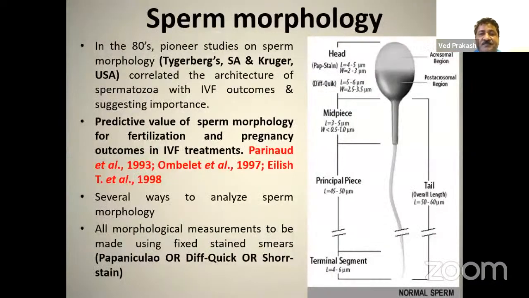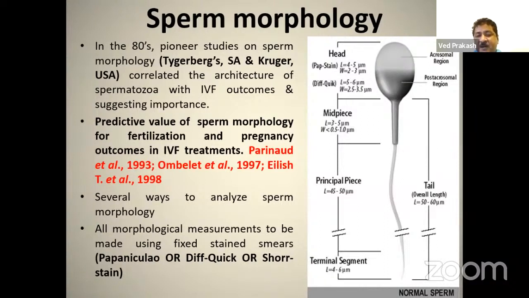agglutination. So in sperm morphology, in the 80s, pioneer studies on sperm morphology by Tygerberg and Kruger, USA, correlated the architecture of spermatozoa with IVF outcome, suggesting the importance and predictive value of sperm morphology for fertilization and pregnancy outcome in treatment, by Perrinot et al. in 1993. And there are several ways to analyze sperm morphology.